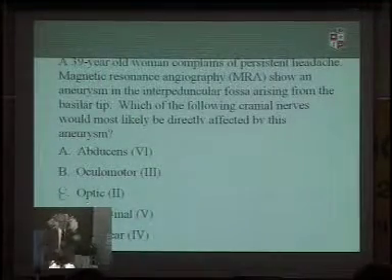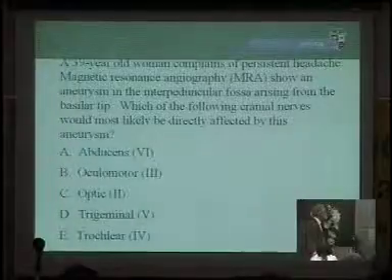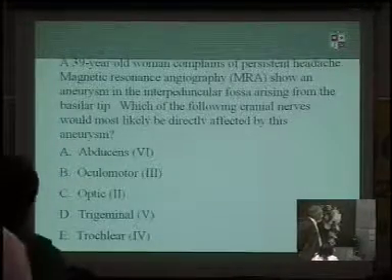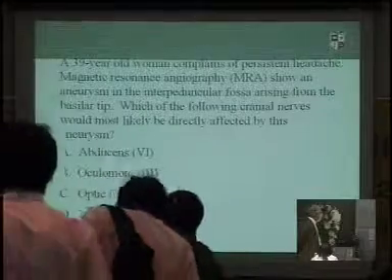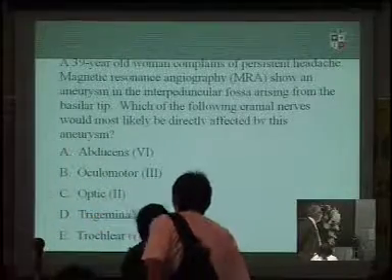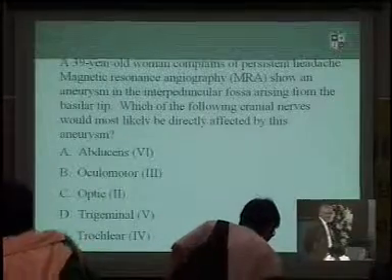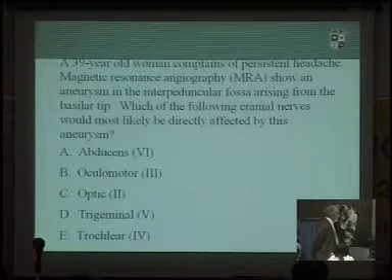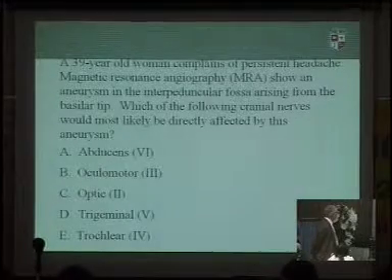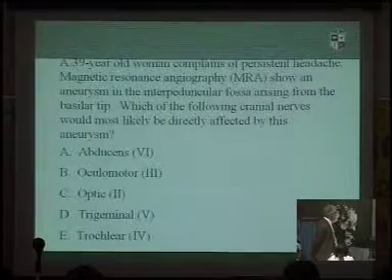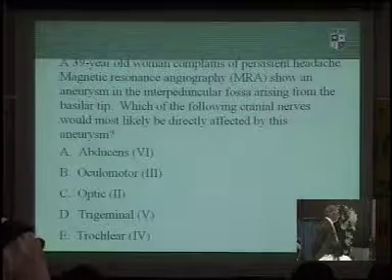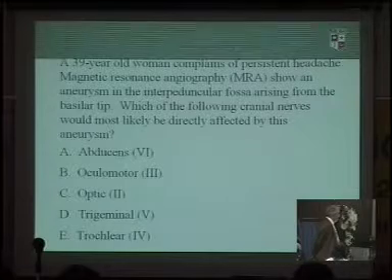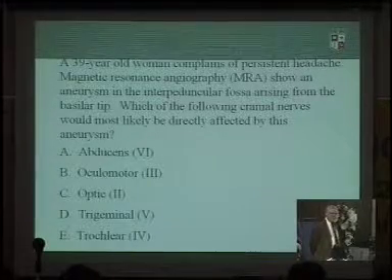Okay, first question. A 39-year-old woman complains of persistent headache. MRA shows an aneurysm in the interpeduncular fossa. Okay, you should know what interpeduncular fossa is. Arising from the basilar tip. Which of the following cranial nerves would most likely be affected by this aneurysm? A is abducens, B oculomotor, C optic, D trigeminal, E trochlear. Okay, vote.